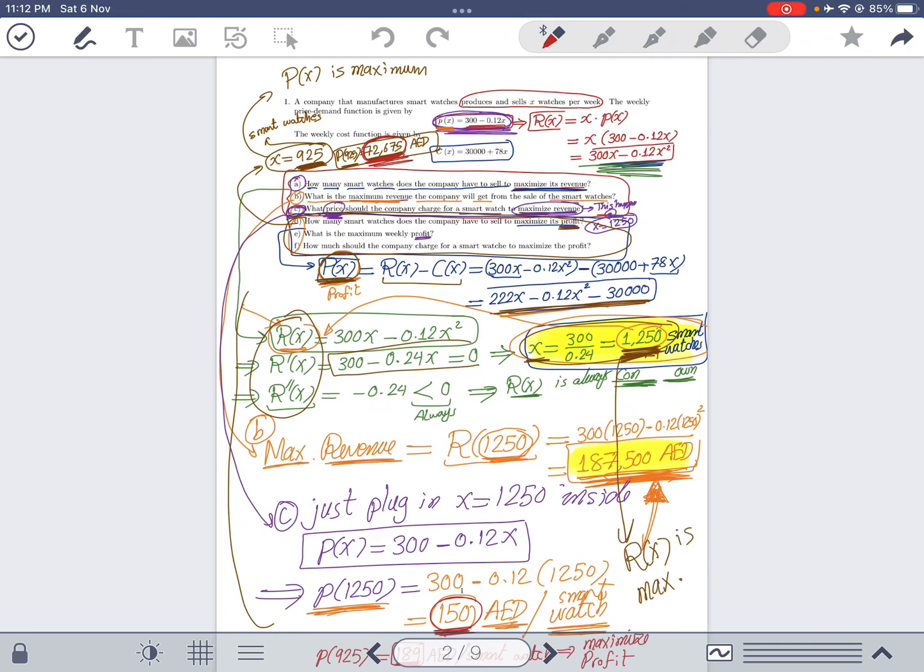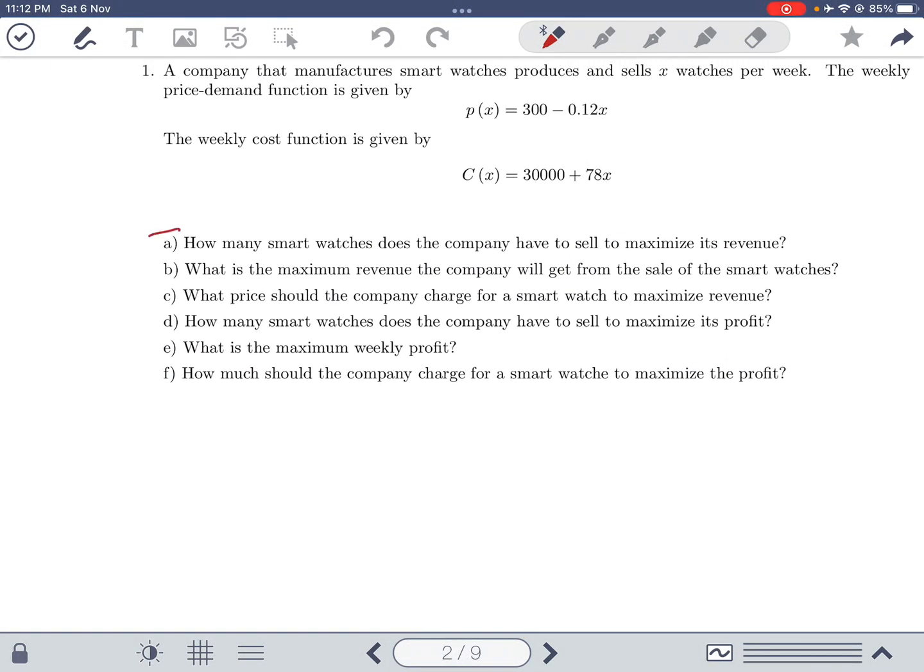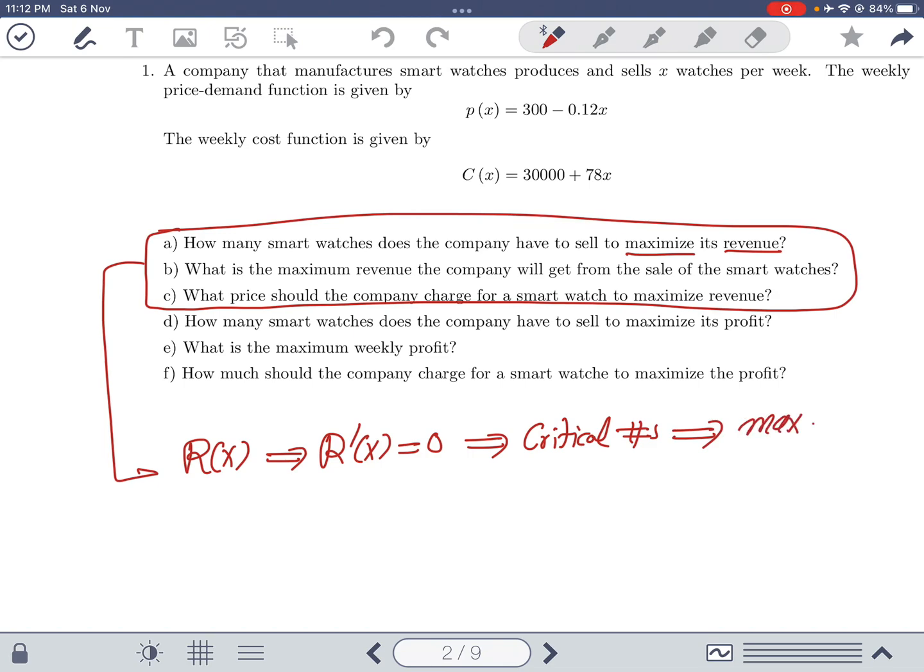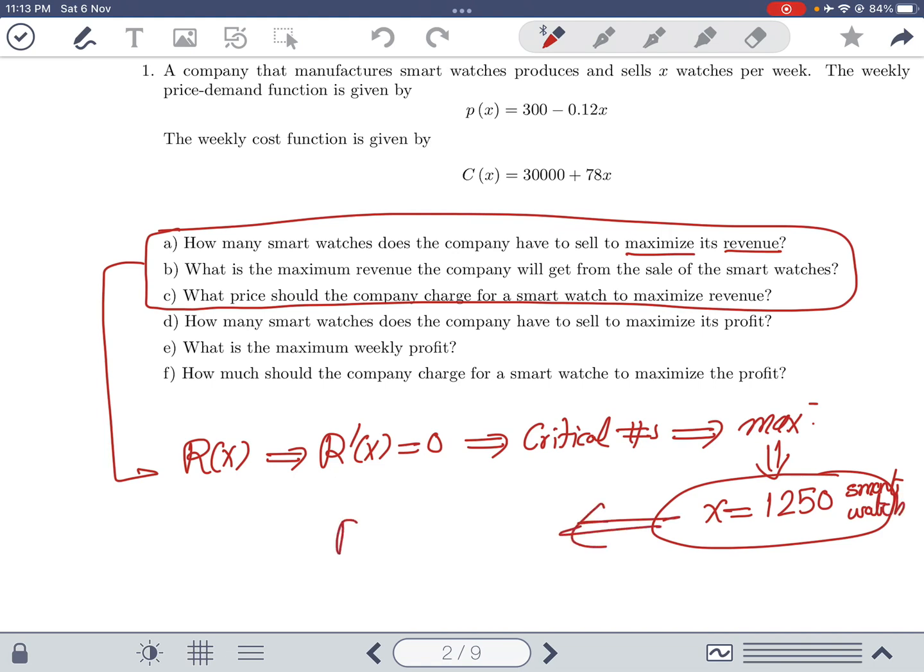And so right now what I'll do is just quickly go back, and in just a nanosecond I just want to tell you that first here they're talking about maximizing revenue. So what they're asking is that you have the revenue, get from it R prime, set it equal to 0, and then get the critical numbers and check the maximum. Okay, so in this case, when we did all of this, we got the maximum at 1,250 smartwatches. They need to produce 1,250 smartwatches, so that the revenue at 1,250 is maximum. And if I'm not mistaken, it was 187,500 dirhams. That's the maximum revenue.